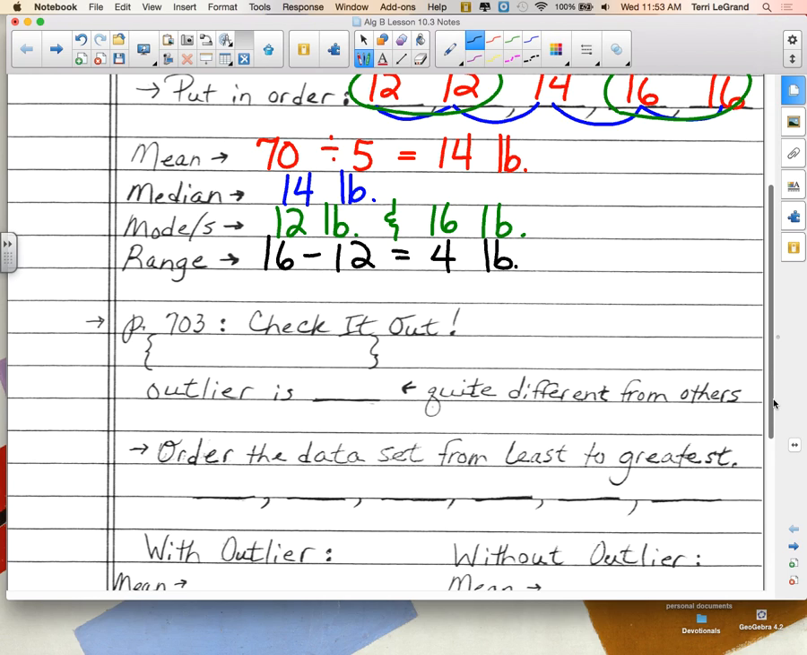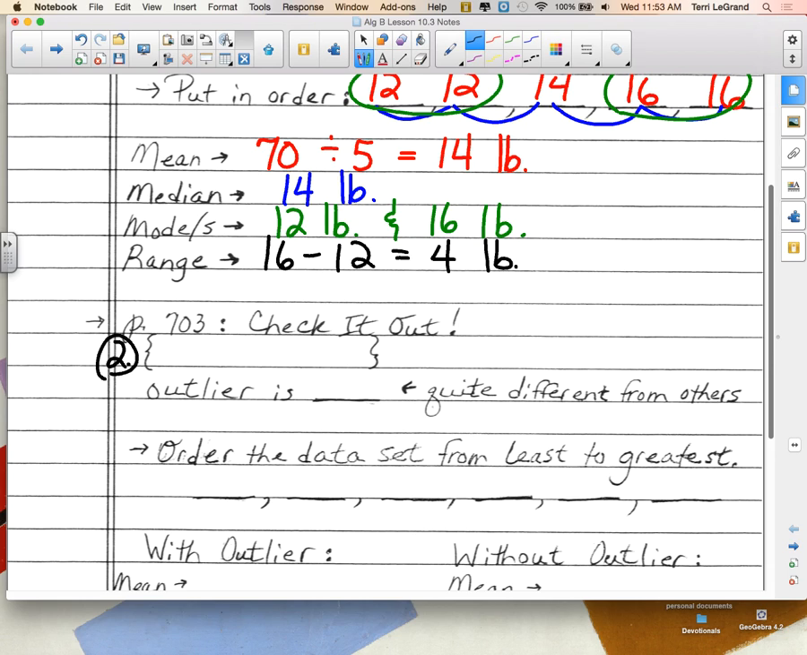So when we talk about outliers, now we're gonna go over to page 703, and we're going to do, I don't know what I'm trying to do here, I gotta reacquaint myself with what's going on. We're doing check it out problem number 2, okay? So let's put that right here, this is number 2. I apparently forgot to put that.